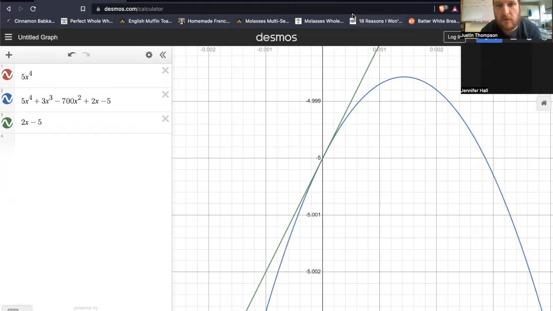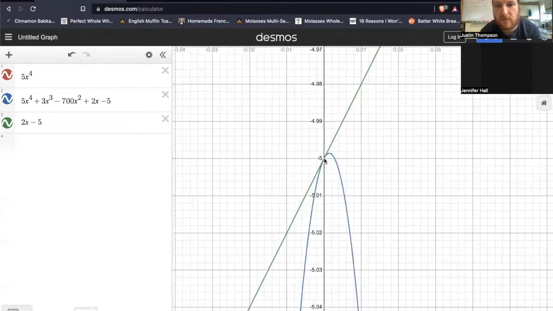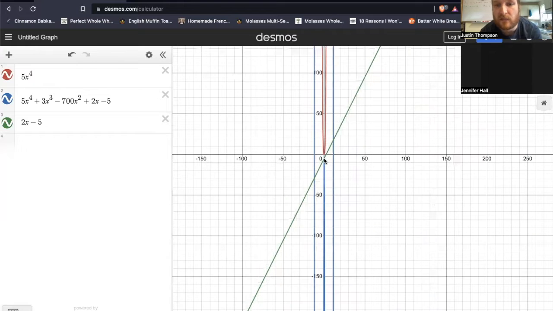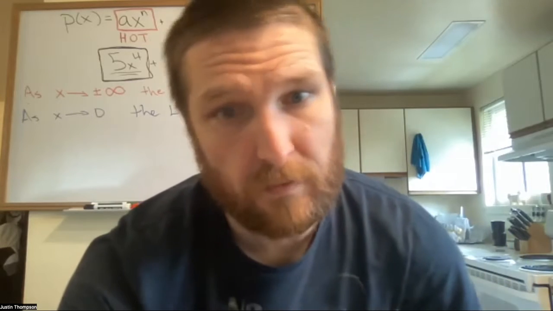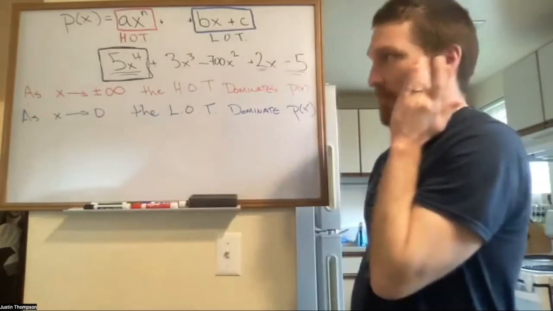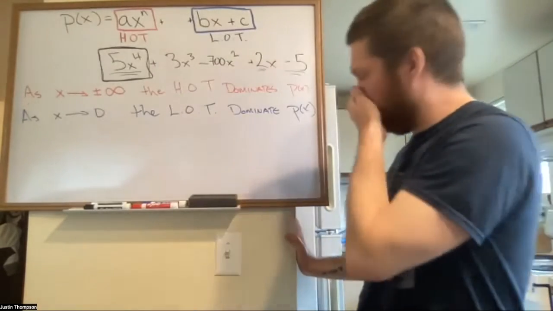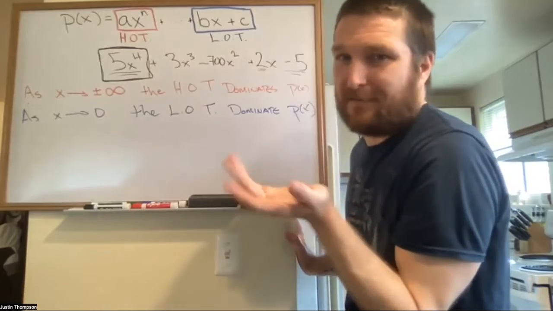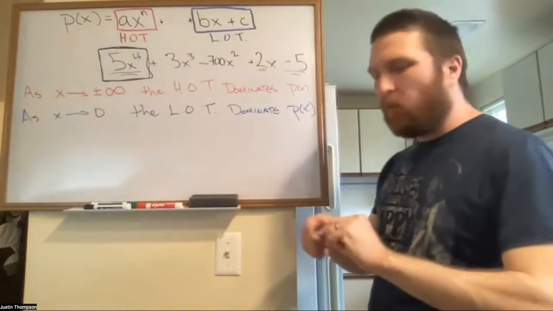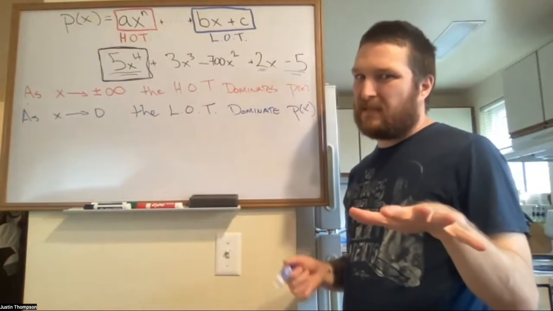So, and then when we zoom way out, it looks like the highest order term, which is 5x to the 4th. Okay, so any questions thus far? I can't hear you if you said anything, so. No? Okay.